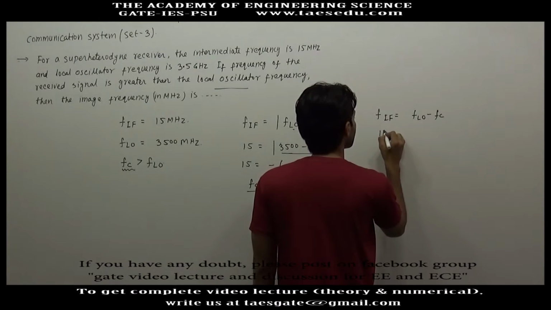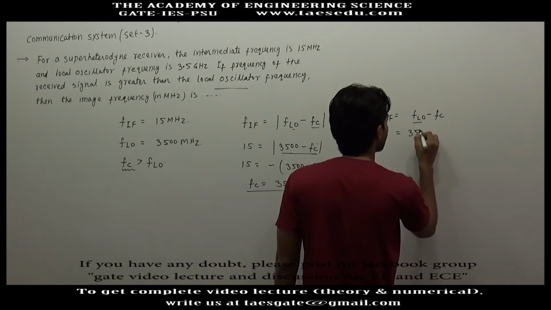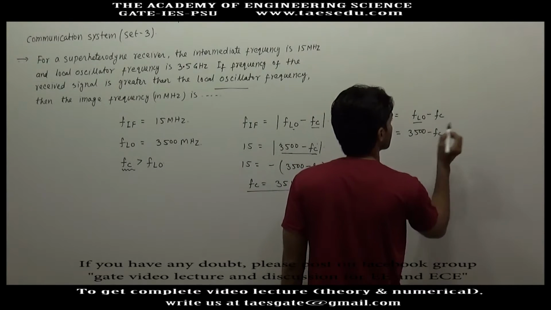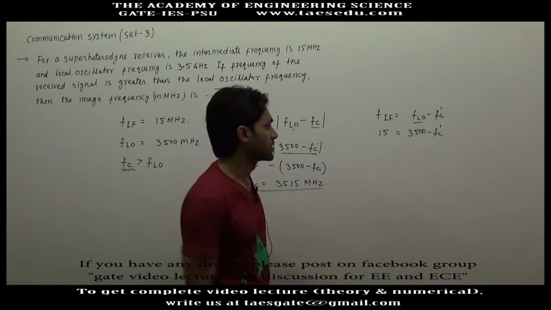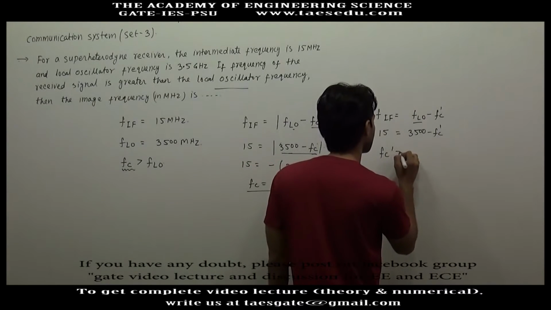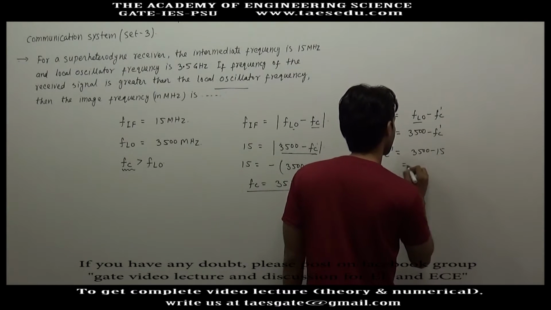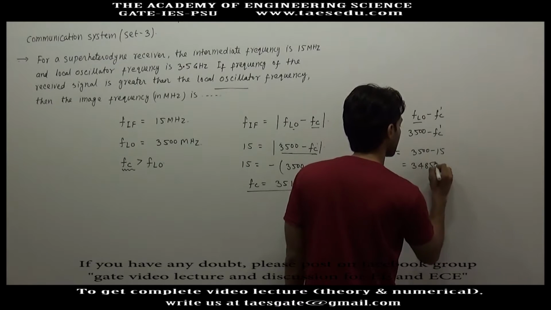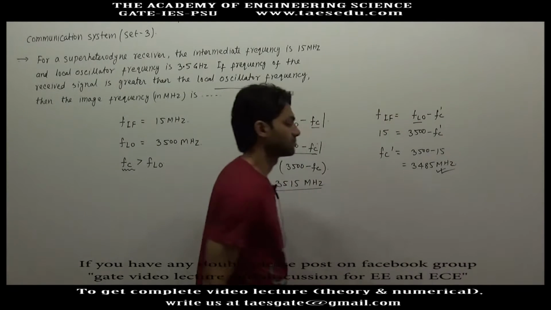FIF is 15, which equals the local oscillator frequency 3500 minus Fc, or let us represent it as Fc dash. This is the image frequency, so Fc dash will be 3500 minus 15, which is 3485 megahertz. This is the answer.